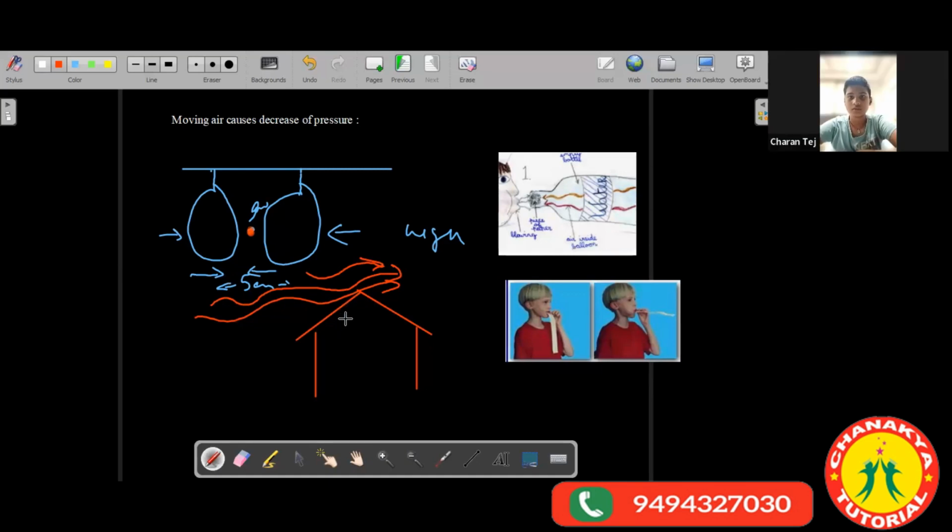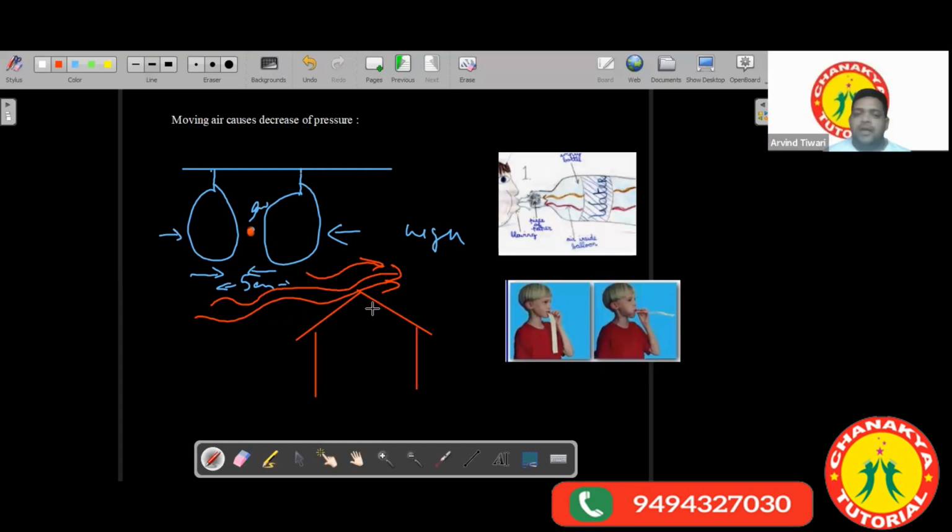The reason why it's blown away is that when the air moves above this house, what happens? Here, air moves faster, but inside the house, the air is not moving. So inside the house, the air is not moving, but outside the air is moving. So what happens? Here, you will be having low pressure. There will be a decrease of pressure on the outside. Here, you will have low pressure. And here you will have high pressure.